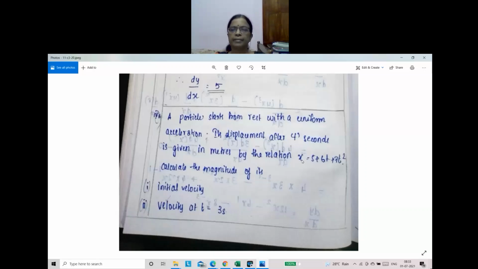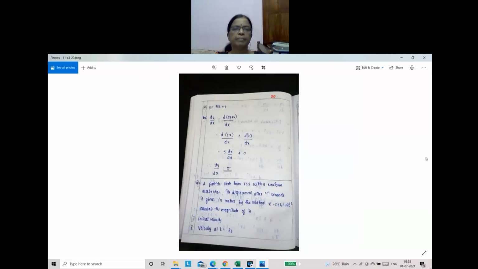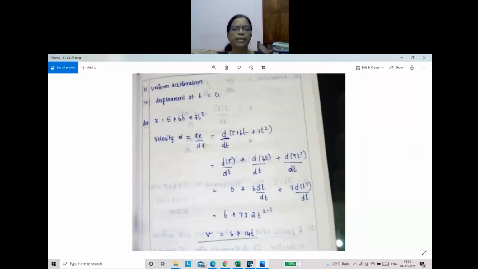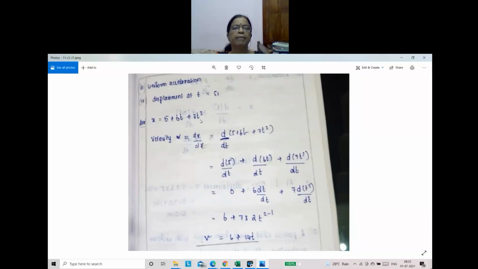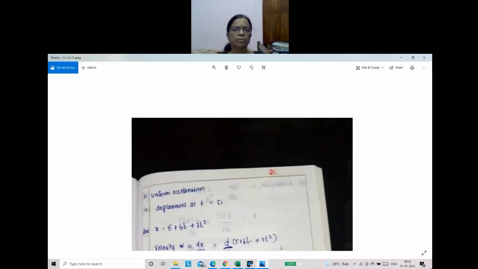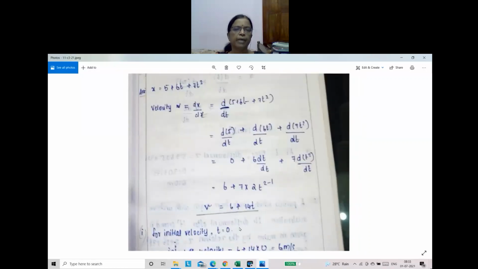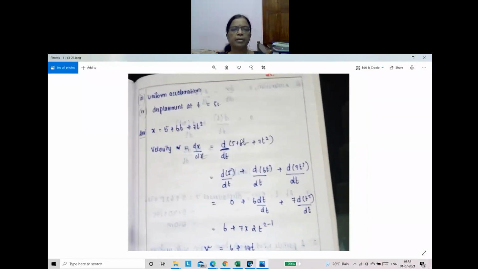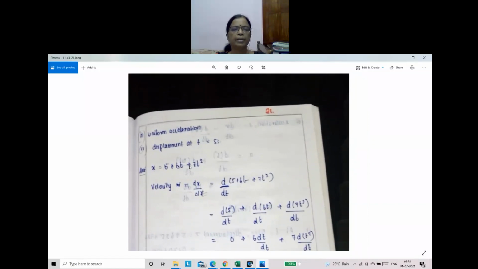Initial velocity v equal to dx by dt. First write, all of you write, children. Like this: x equal to the given 5 plus 6t plus 7t square. Velocity v equal to dx by dt. Then I will not show, you have to do it. First write this equation and then you have to do it. 5 plus 6t plus 7t square, v equal to dx by dt.